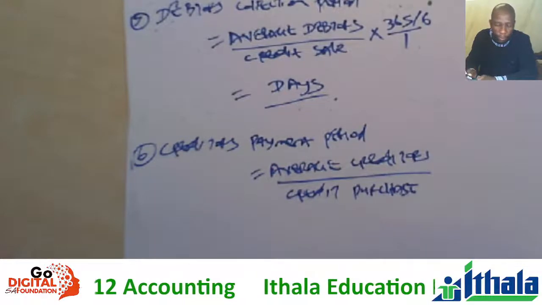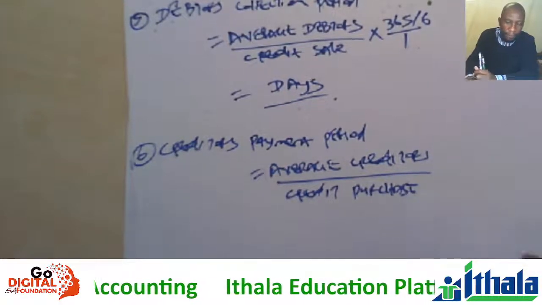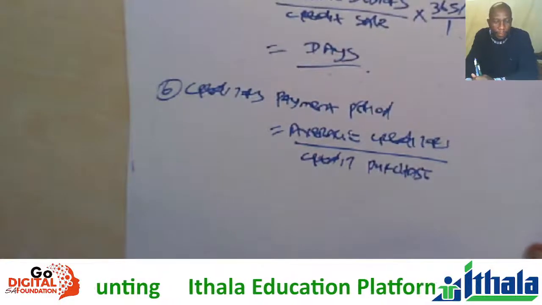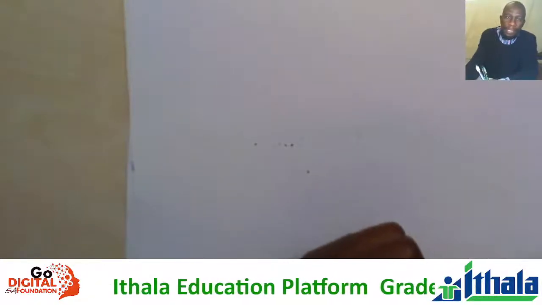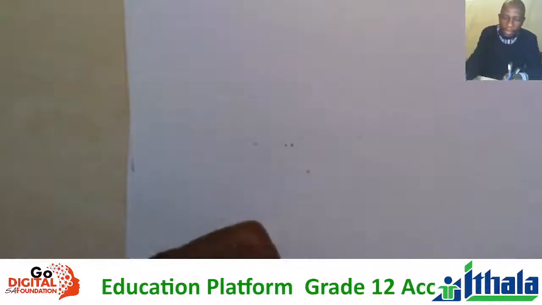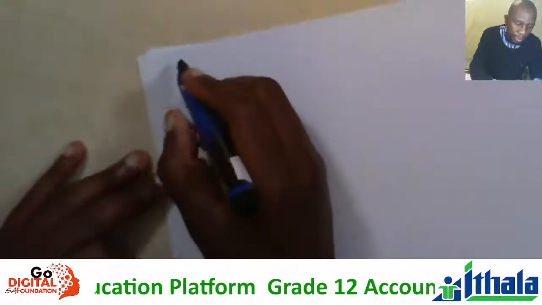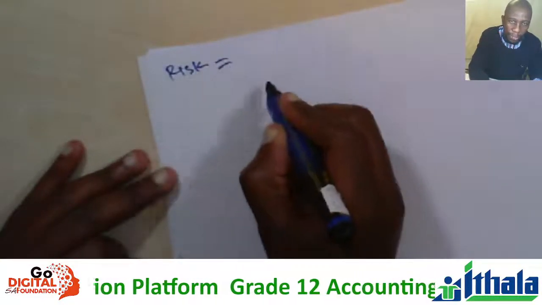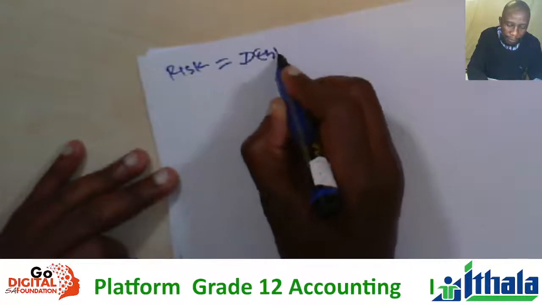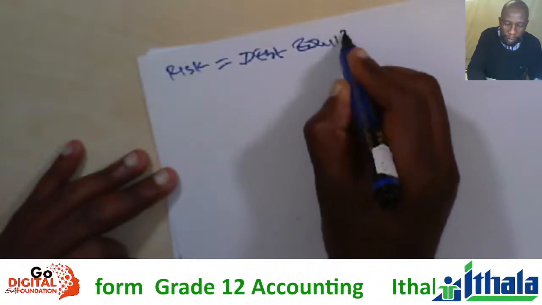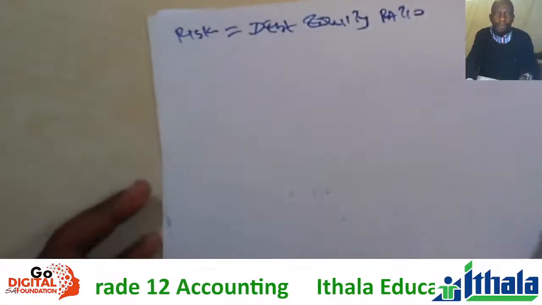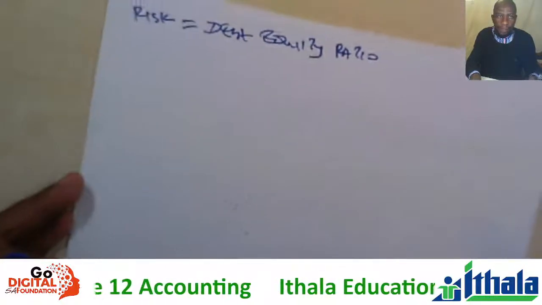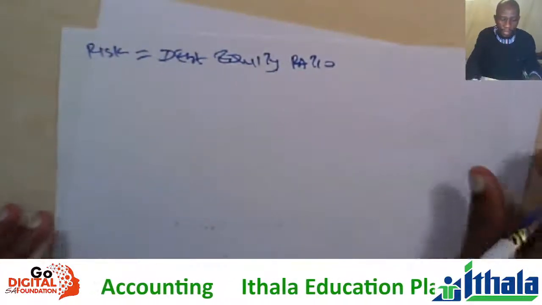We are trying to remind ourselves what we did last week, quickly, before we start the work. And then we go to the ratios. We go to risk. Risk is only one ratio. Quickly, on the risk ratio, it's just only one. To calculate which ratio, this is the debt equity ratio, or we call it a risk ratio, right? That is a risk ratio.